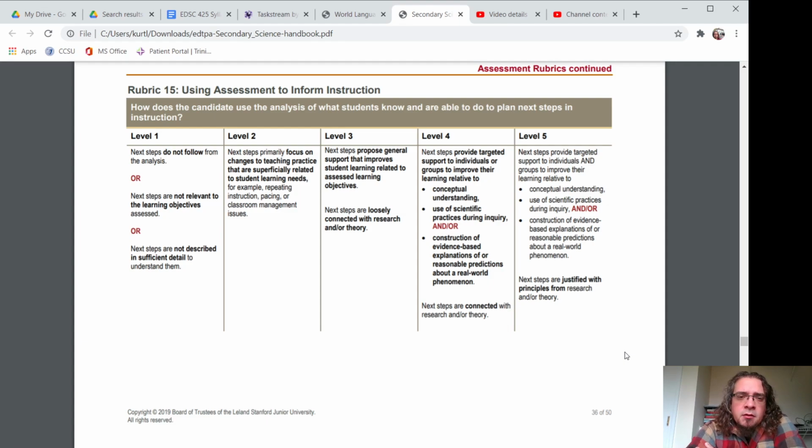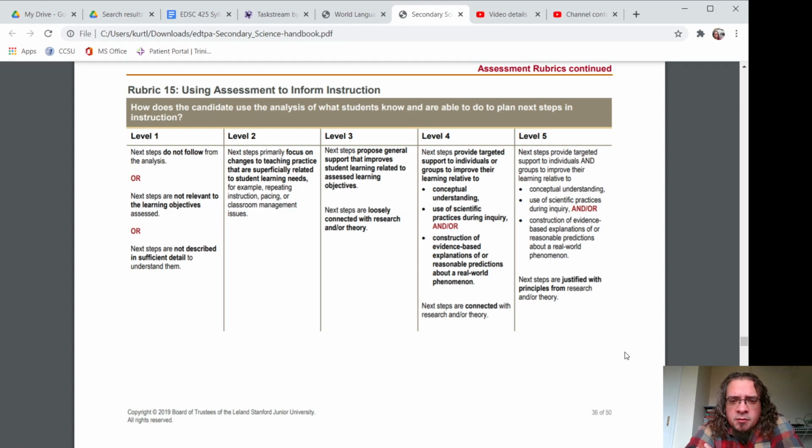All right, first part of level 3: propose general support that improves student learning. Obviously, everything has to be related to the learning objectives, duh. So make sure that language is really clear is all I'm saying. So how's it different than level 4? These next steps are providing targeted support to individuals and groups. Again, you've seen this pattern before, right? Where we go from the general whole class to being more targeted with individuals or groups that need more supports, more work, right?